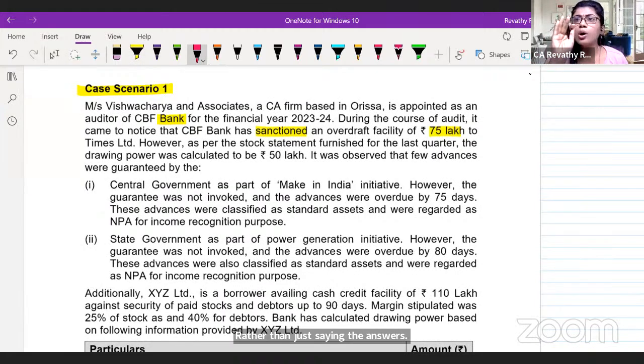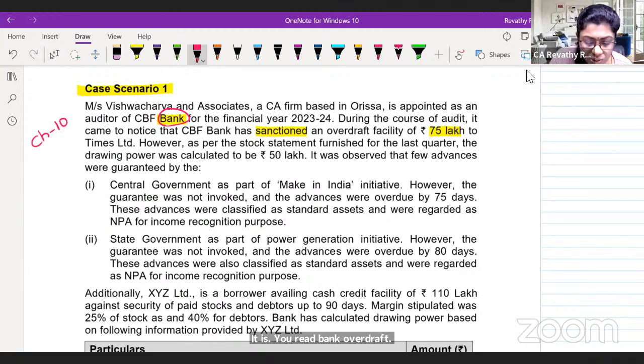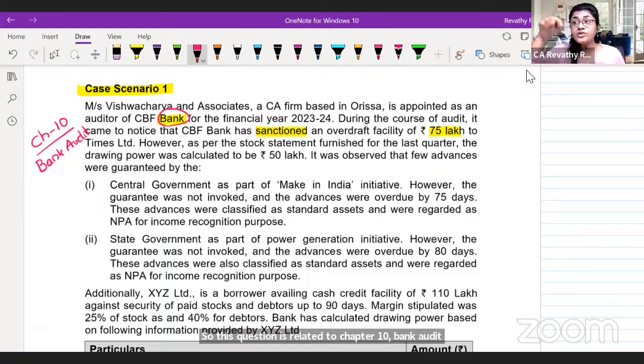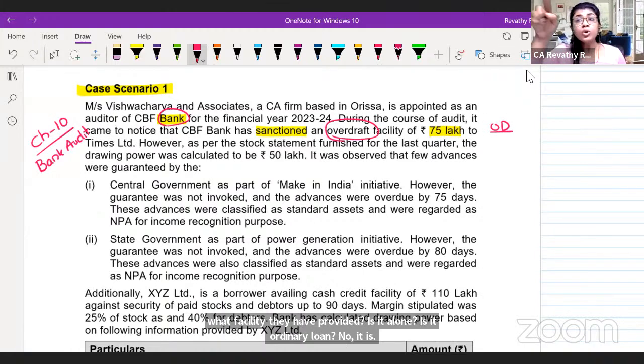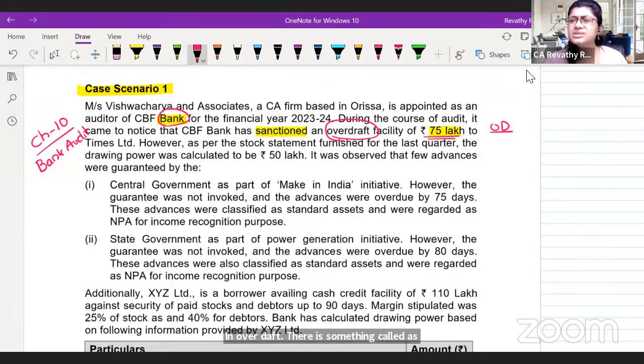Okay, so which chapter related question is it? It says bank, overdraft. So this question is related to chapter 10, audit of banks. Now, what facility have they provided? Is it an ordinary loan? No, it is an overdraft. In an overdraft, what does the 75 lakh stand for? They have granted 75 lakh. Very good, the sanctioned limit is 75 lakh.